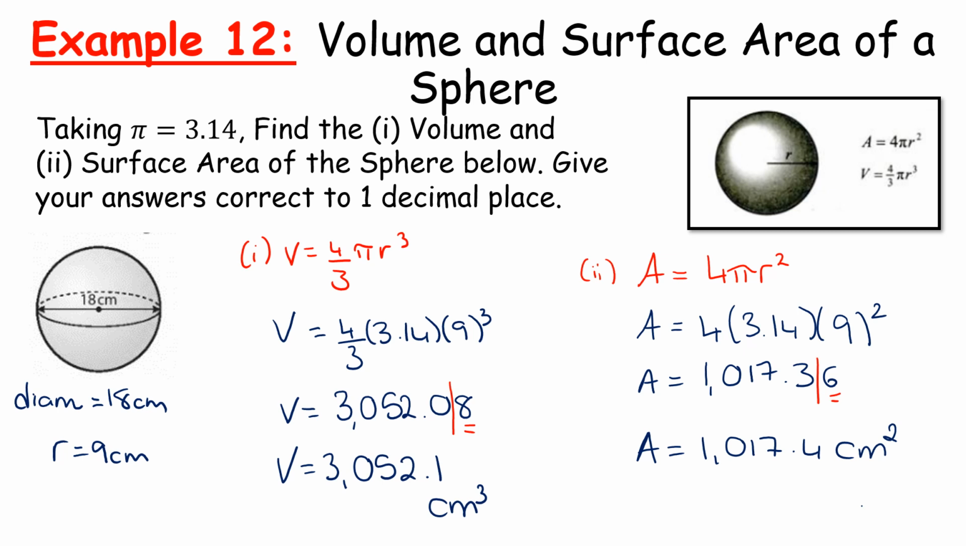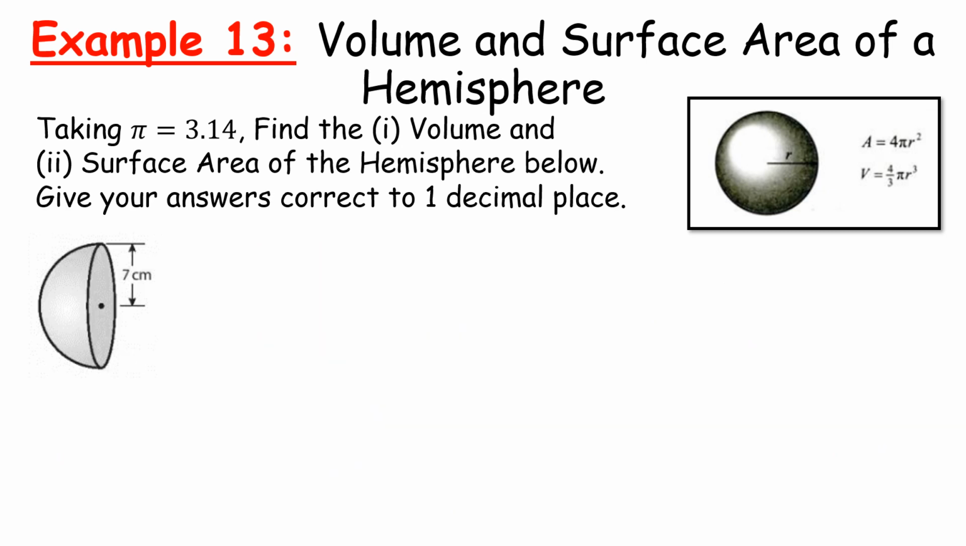So now let's work with a hemisphere. So here we have half a sphere and we're being asked to take pi as 3.14, find the volume and then the surface area of a hemisphere. Give your answers correct to 1 decimal place. Now we don't have a formula in our log tables, however we can work with this as a sphere and divide it by 2. So the volume of a sphere will be 4 over 3 pi r cubed, and then we're going to divide our answer by 2.